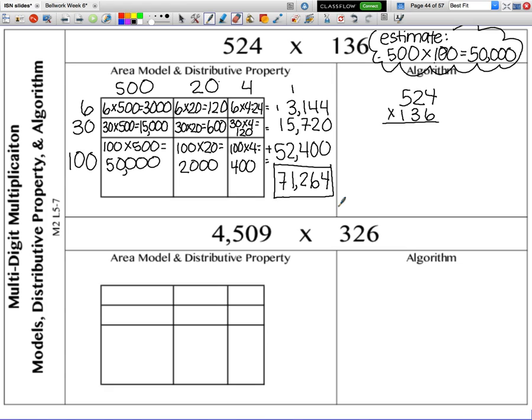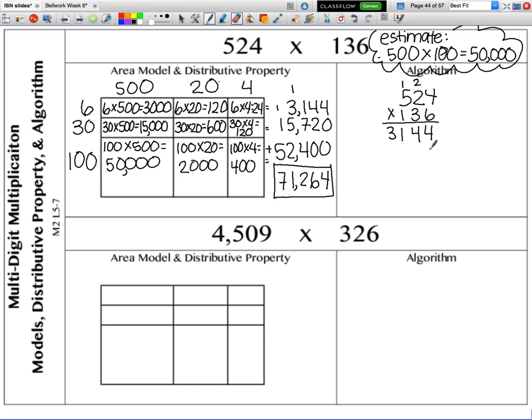So now we're going to look at this standard algorithm. Okay, so I know that we're only multiplying by the 6. Pretend this 13 isn't even here. The very first thing we're going to do is 524 times 6. So I know 4 times 6 is 24. Carry my 2. 2 times 6 is 12, plus 2 more is 14. Carry my 1. And 5 times 6 is 30, plus 1 more is 31. So 3,144 is my first partial product, which I see they're matching right here.